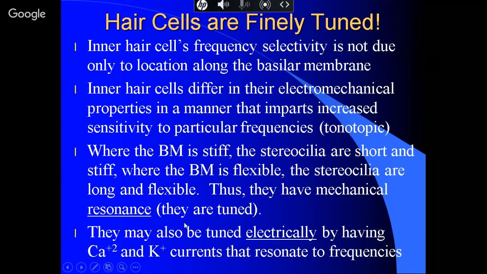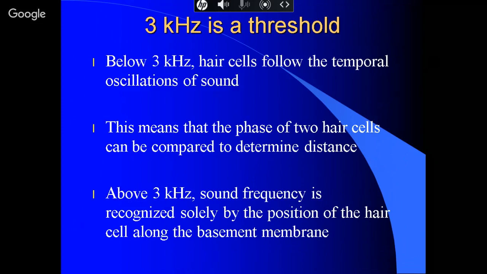All right. The other one that you can use is you can also use the outer hair cells, which, as we say, will further tune the whole cell as well as the basilar membrane. We talked about the 3 kilohertz threshold. We said it follows below 3 kilohertz, it cannot above. So let's say that you have a 1 kilohertz tone, and one ear is hearing that 1 kilohertz, the other ear is hearing the 1 kilohertz. They both are following all the electrical oscillations.